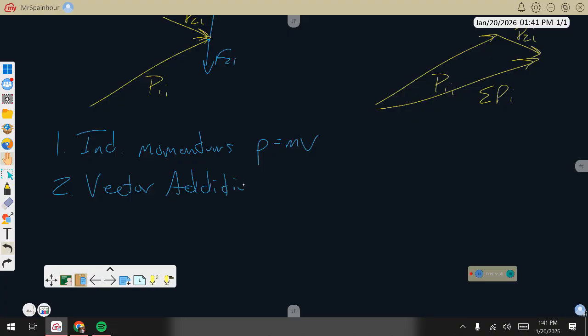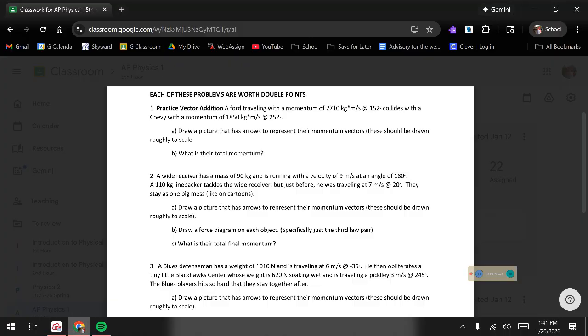Vector addition will get you the sum of momentums initial. And that really answers part 3 on here.